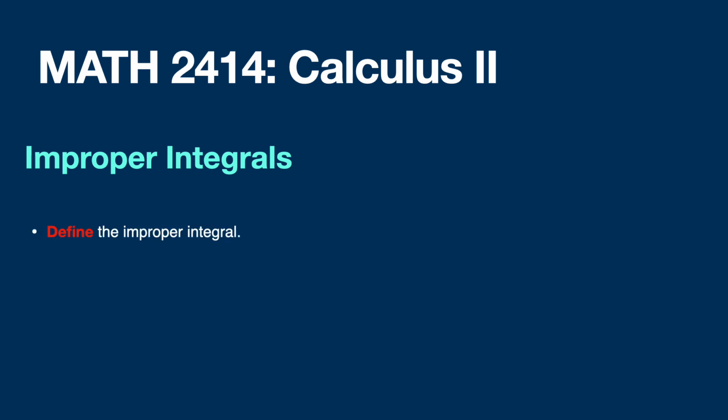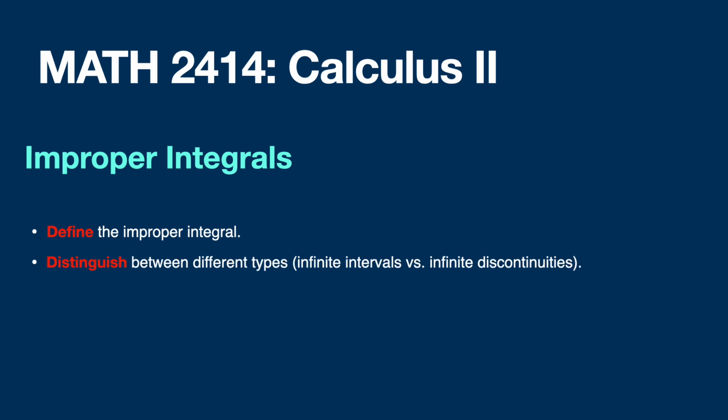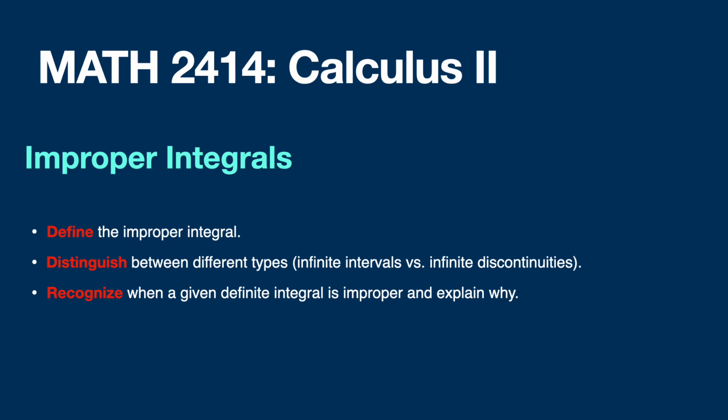First, we're gonna define what the improper integral is. Then we have to understand the difference between two types of improper integral. One is infinite, unbounded intervals. Second is infinite discontinuity. Third is to recognize whether a given definite integral is improper or not, and explain why. Last, we have to evaluate improper integrals using limits. So let's get started with improper integrals.